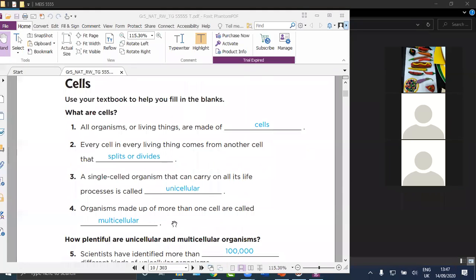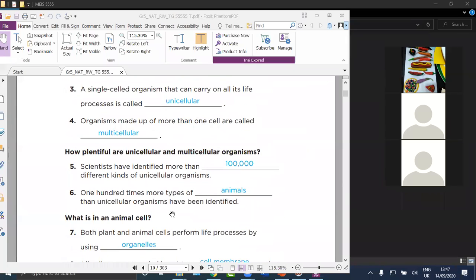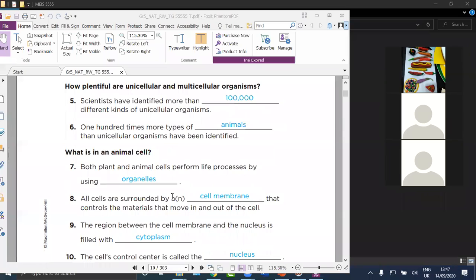Number 5. I think there is a difference between the book and here. Match between your book and the model answers. Scientists... both plant and animal cells perform life processes by using cells.